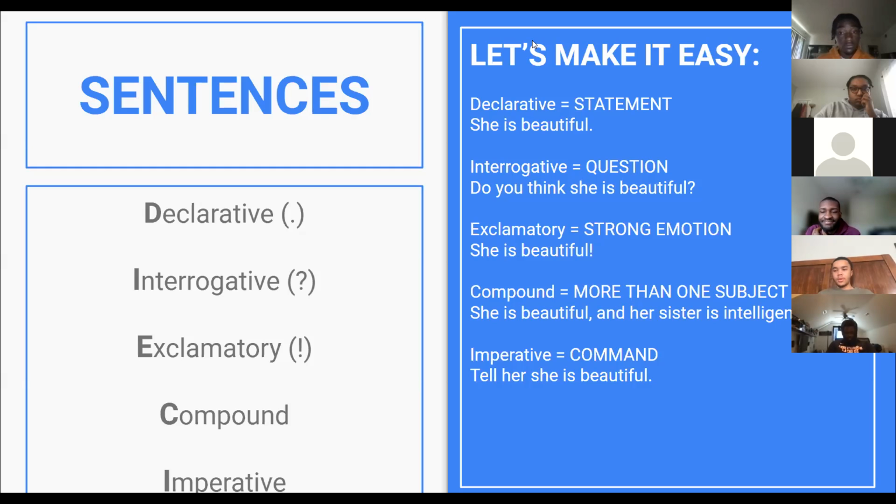Then there's an exclamatory sentence. It shows strong emotion, right? So, she is beautiful! So maybe you've had that thought of somebody across campus.